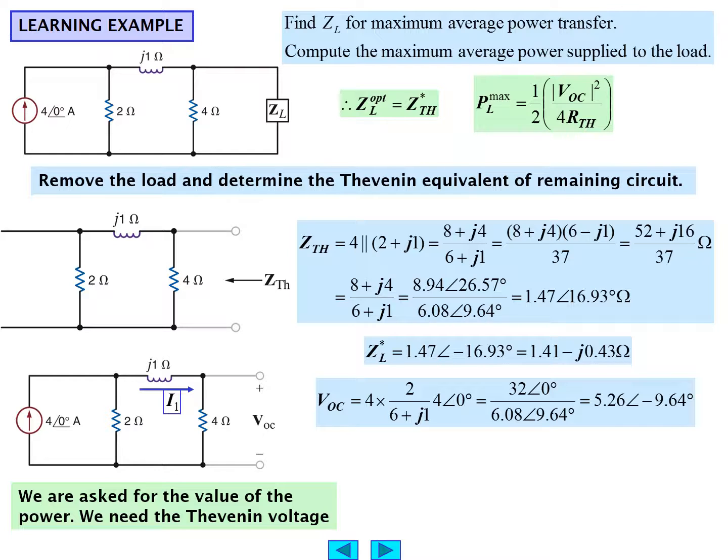Then multiply by the current, because it is a current divider, 4 angle 0, and we get as a phasor representation for the output voltage 5.26 angle minus 9.64 degrees. So therefore, the maximum power transfer by formula would be 1/2 the magnitude of VOC, which is 5.26, squared, divided by 4 times RTH. And of course, we've calculated RTH as the real part of ZTH, or if you will, the real part of Z sub L conjugate, same thing, 4.1, and we get 2.45 watts for the maximum power transfer.